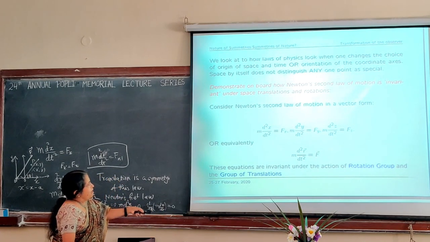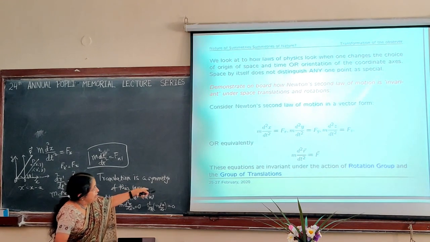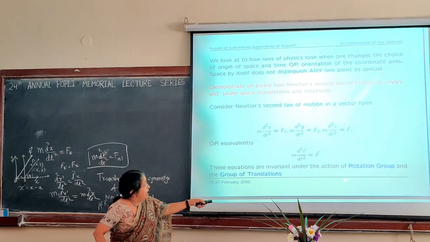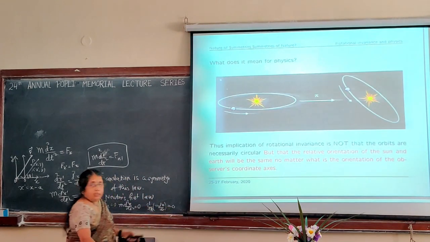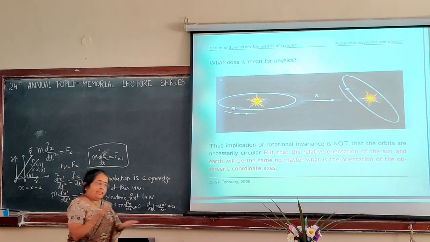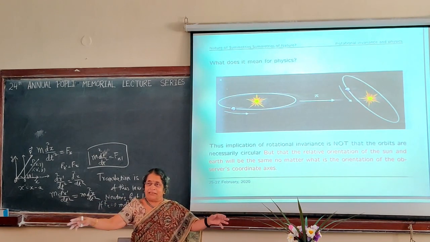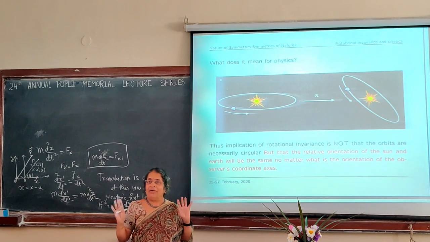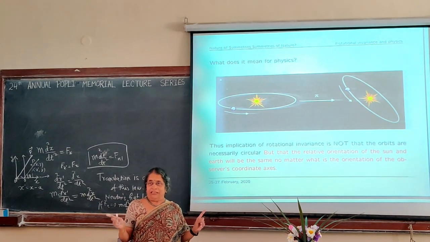Alright. And then you can go further and say that when I say that the equations are symmetric, they are invariant under the action of the rotation group and the group of translations. Now, I want to bring a small point here: yesterday we discussed that a circle was invariant under rotation. And the Greeks actually made a mistake because they said therefore all the orbits should be circles. That's the only thing that is allowed by rotational invariance. But that is not at all what rotational invariance is saying.